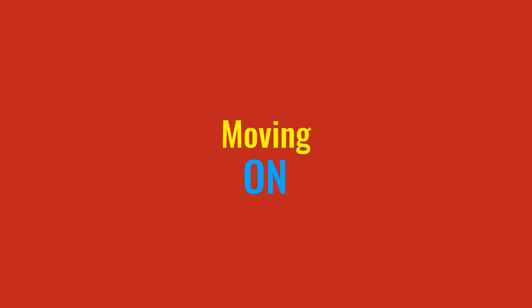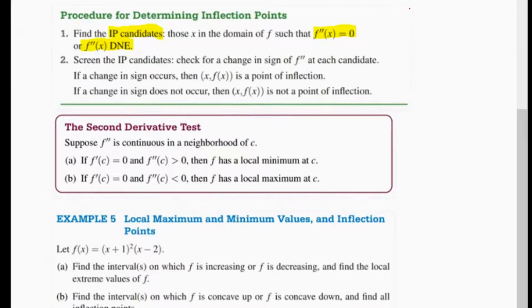Let's move it on. Let's get into the procedure for finding our inflection points. All right, so here are the highlights. If you want candidates for inflection points, you have to find where your second derivative is equal to 0 or where your second derivative does not exist. So it's kind of the critical values, if you will, for the second derivative. And once you have those candidates, you have to check to make sure that the concavity changes on both sides. If a change in the sign occurs, then it is a point of inflection.